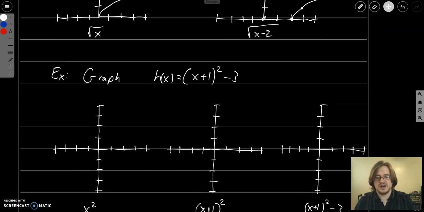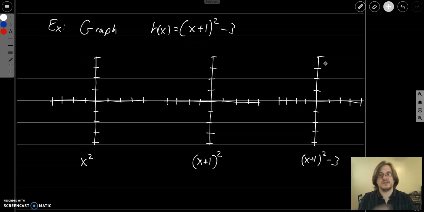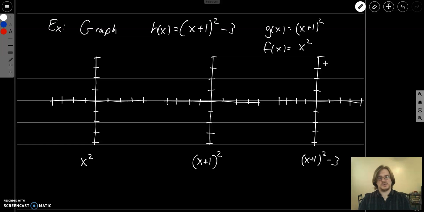So let's do one last example involving translations. So here we've got a function h, which is going to be (x plus 1) squared minus 3. And what this looks like, if you get rid of the minus 3, and we call this a new function, this looks like (x plus 1) squared. Okay, so again, this looks like a squared function. So if I get rid of the plus 1, this looks like an x squared. So what we'll do is we'll take the x squared. If we graph it, we've got ourselves a little parabola.